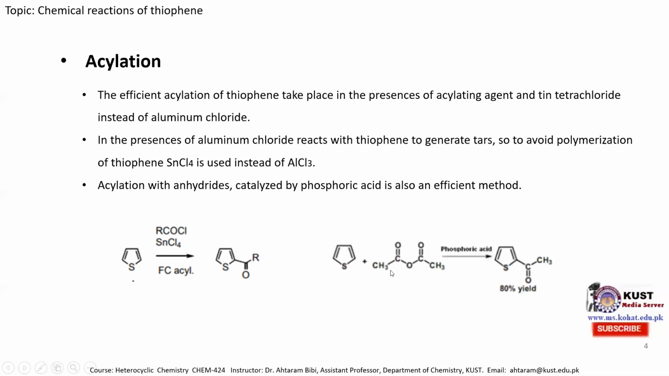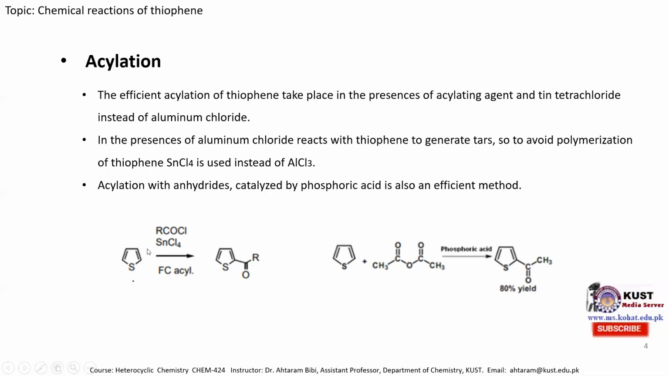It is mentioned over here that when thiophene is treated with acetic anhydride using a phosphoric acid catalyst, then 80% of the acylated thiophene molecule is formed. So acylation of thiophene takes place in the presence of any acylating agent, either acyl chloride or acetic anhydride, but in both cases the catalysts are different. In the presence of acyl chloride, tin tetrachloride is used as a catalyst, while in the case of acetic anhydride, phosphoric acid is used as a catalyst.